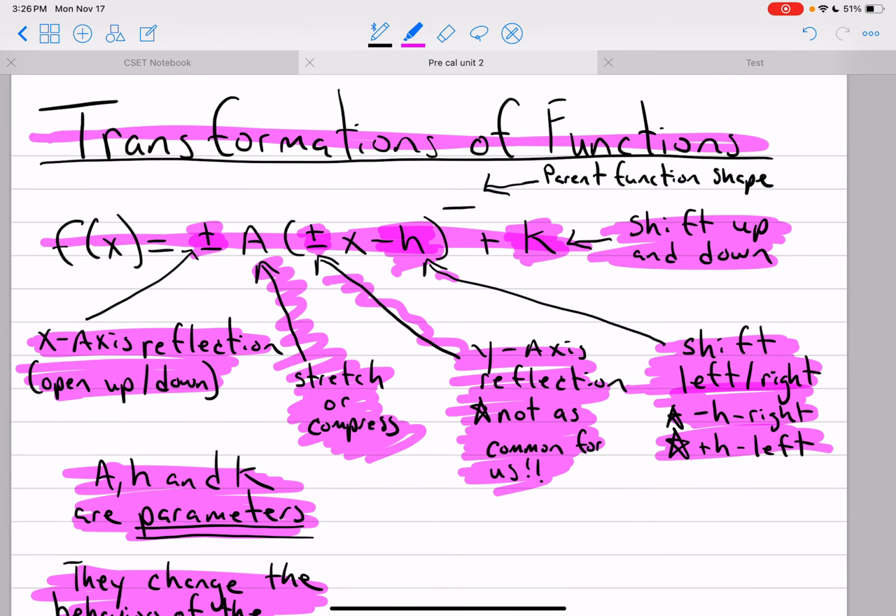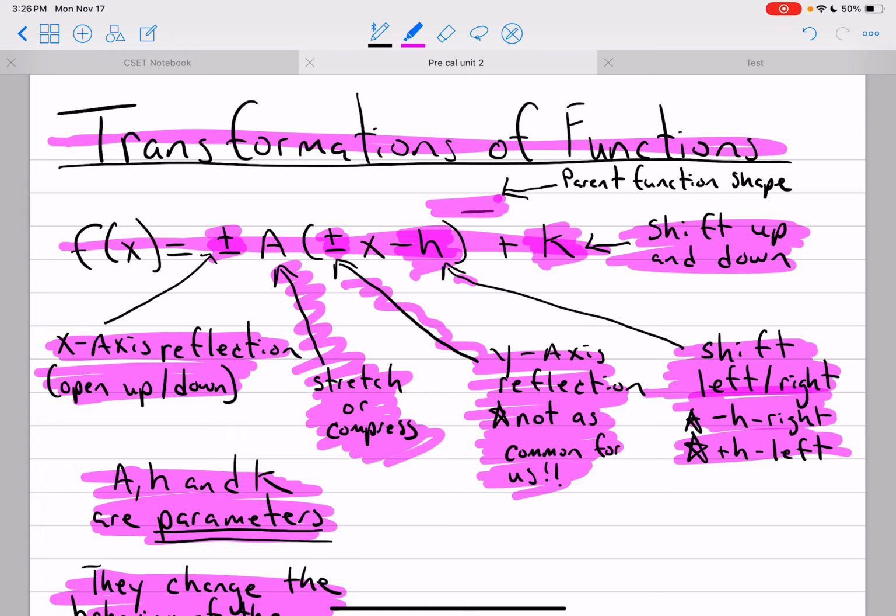Oh, I forgot one thing. And this up here, like if it was squared or cubed, or maybe it was a square root or something, it gives the parent function its shape. How could I forget that?